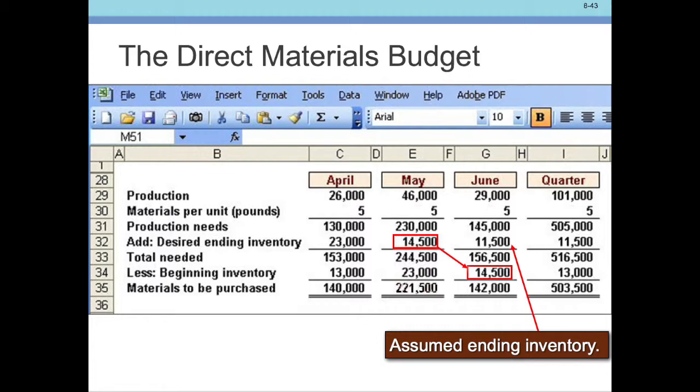So when you start putting your materials budget together, you think, okay, the inventory numbers are going to be different. Everything else should add down and add across, and everything should turn out in the end. Obviously, the 503,500 is not only going to work down vertically from 101,000 down, but it's also going to work across through material to be purchased. We're going to purchase 503,500 pounds of material this quarter, and this is to meet our production needs.